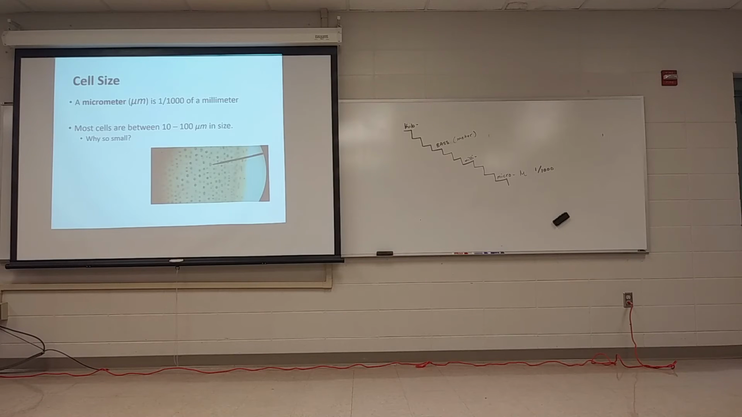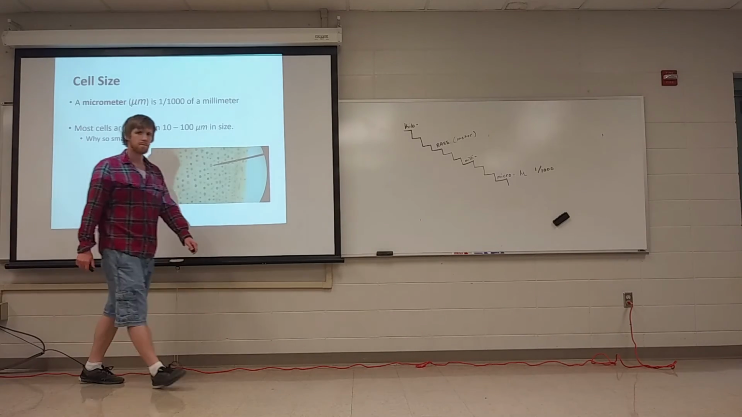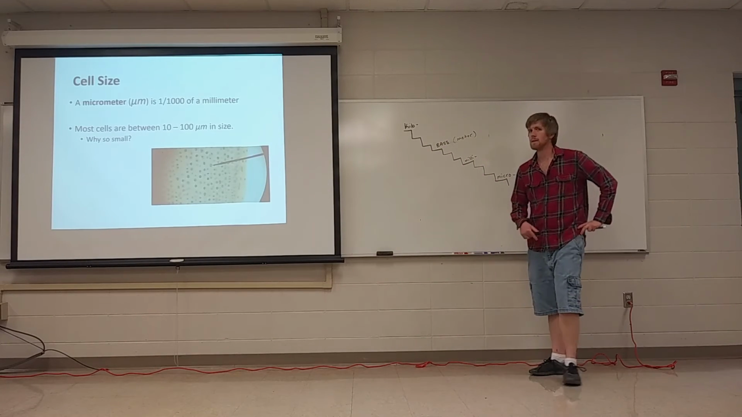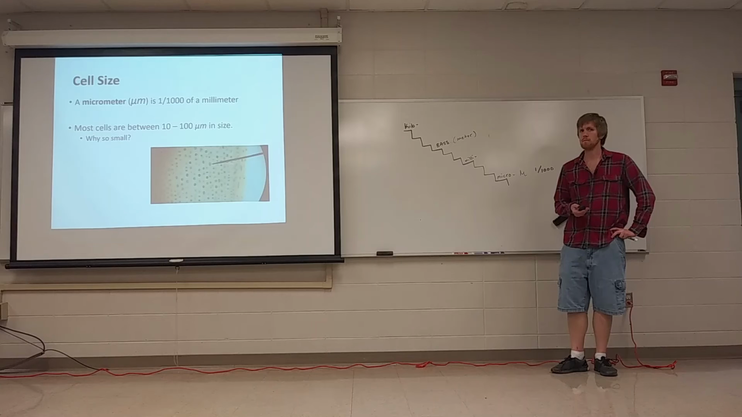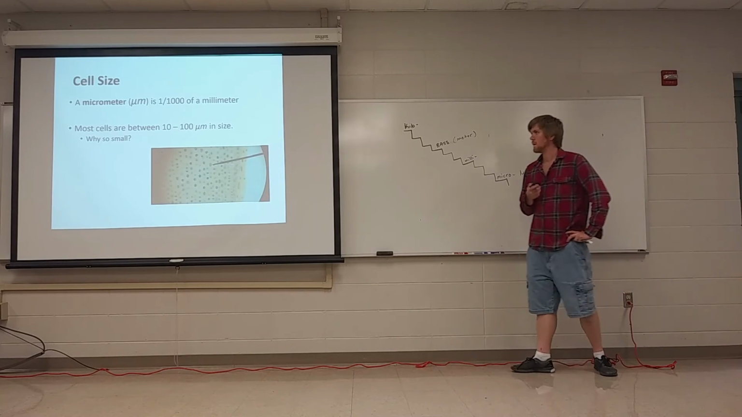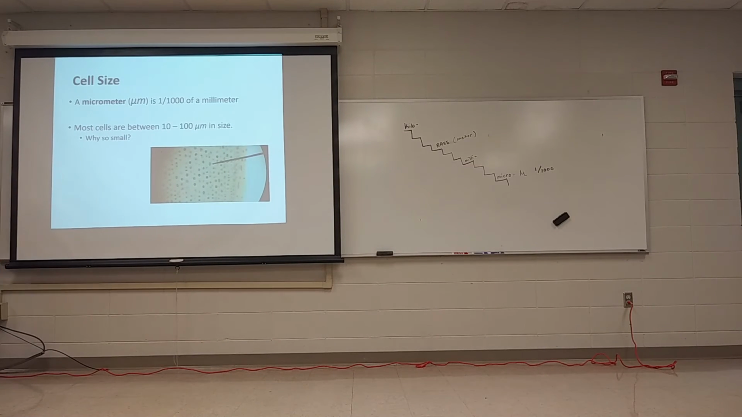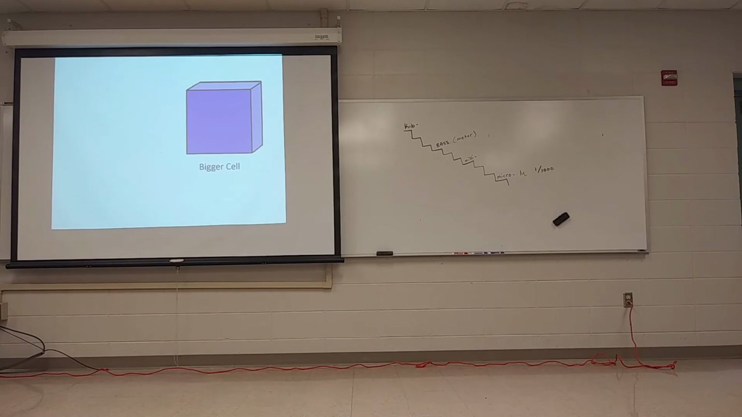Which begs the question, why are cells so dang tiny? It's a great question to ask. Whenever I ask it in class, nobody gets the correct answer. Here is the current accepted explanation for why cells are so small. Here is a hypothetical larger cell. We're going to say the volume of this hypothetical cell is 100 cubic micrometers.